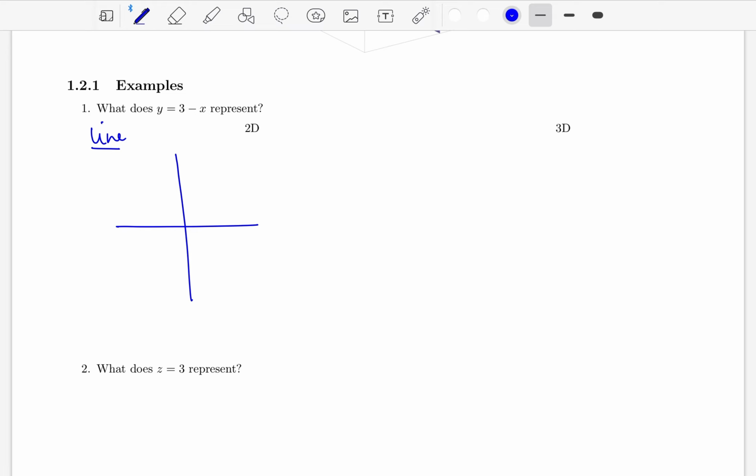And when x, this is y. When x is equal to 0, I get y equals 3. And when y is equal to 0, I get x equals 3. So this is it. This is the line. This is the line y equals 3 minus x.